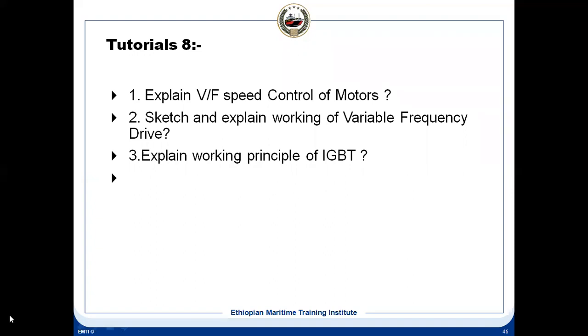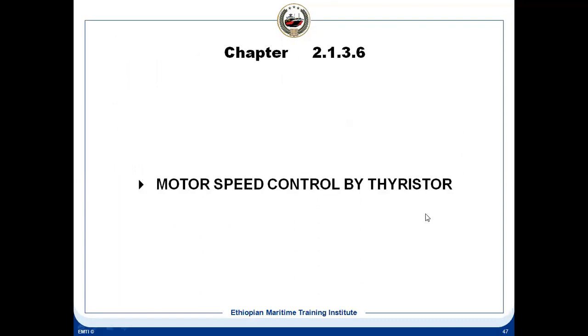Then the working principle of an IGBT. What are the constructional details of an IGBT? It is a combination of a BJT and a MOSFET. BJT is a current control device, MOSFET is a voltage control device. IGBT works on both, and IGBT is a voltage control device. By giving a positive gate voltage, you can make an IGBT conduct, and with a negative voltage, you can cut off the IGBT. Next topic is motor speed control with a thyristor.